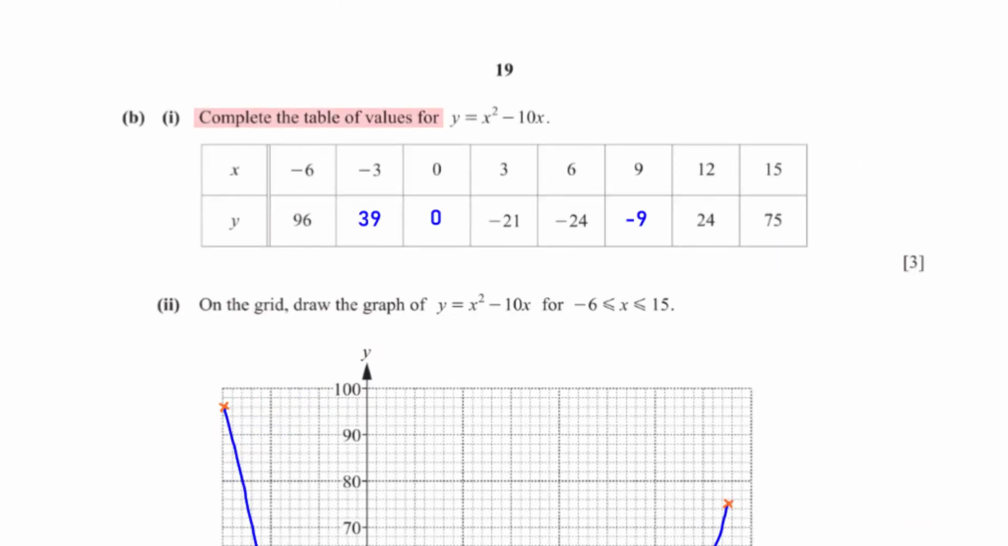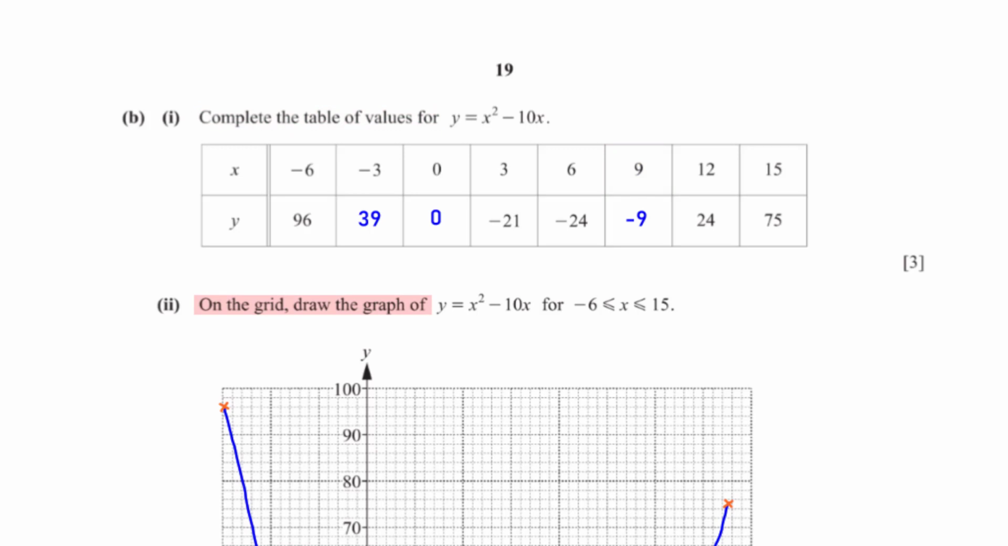Complete the table of values for y equals x squared minus 10x. When we plug in x equals -3 into the equation, we get y equals 39. For x equals 0, we get y equals 0. And for x equals 9, we get y equals -9.